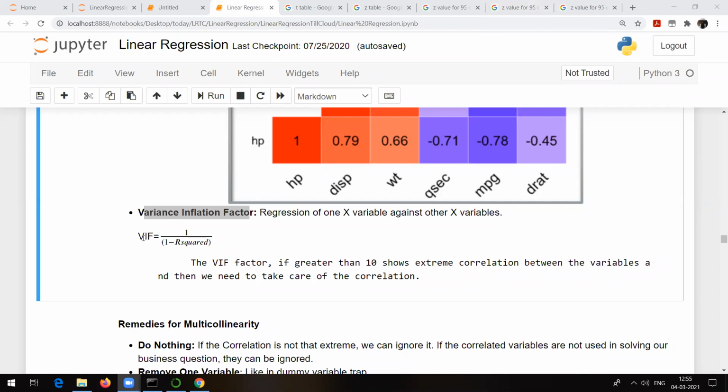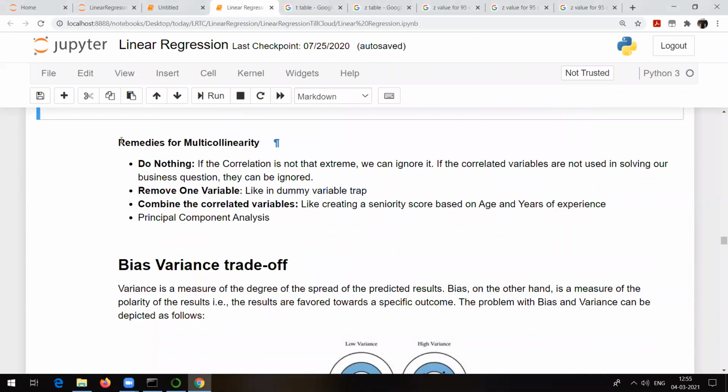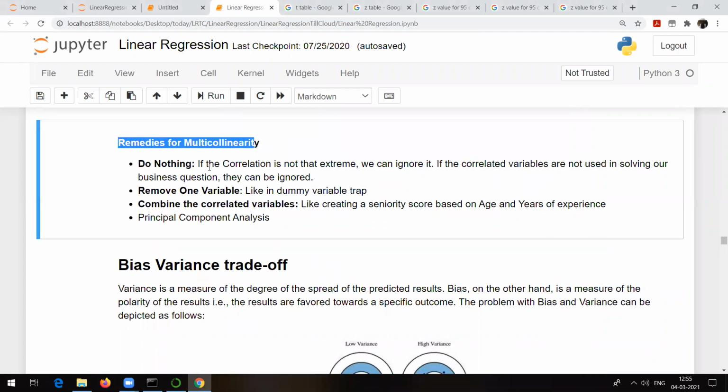Okay, so remember, if the VIF value is greater than 5, that means yes, there is a correlation. It should be less than 5. What are the remedies to remove the multicollinearity? The first one is do nothing. Do not do anything if that is not that severe, it can be ignored. Second is remove one variable. That means in our case, age and experience is there, so remove one of them.